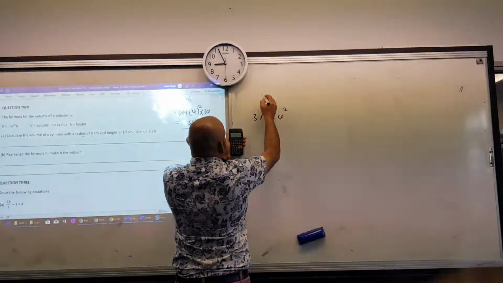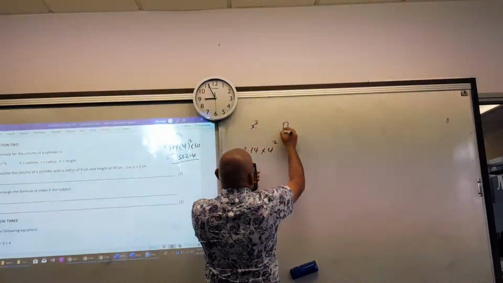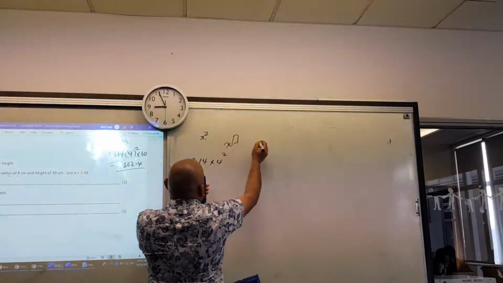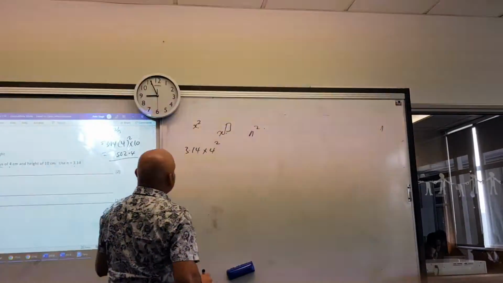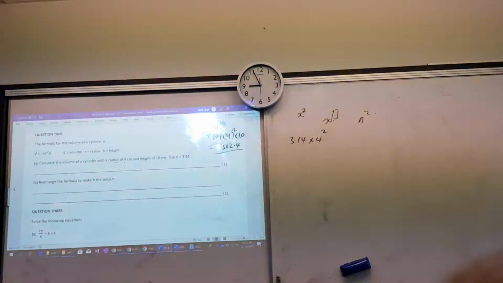So square, some people have got the square sign there, or some people can use the to the power of x button there, and some people can say power of 2. So that's there, so 502.4.